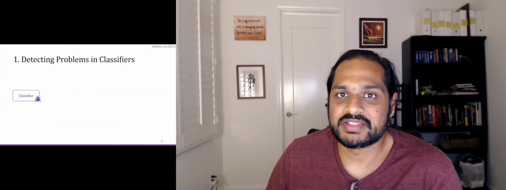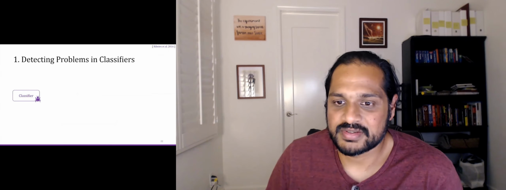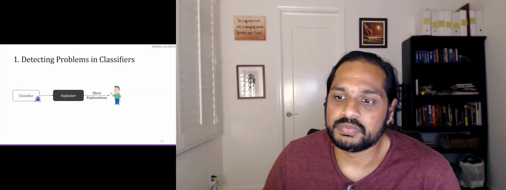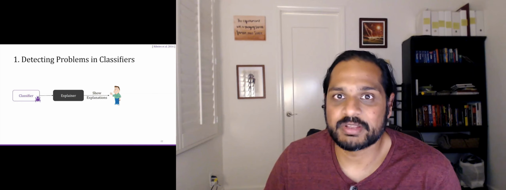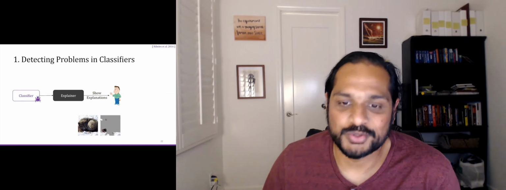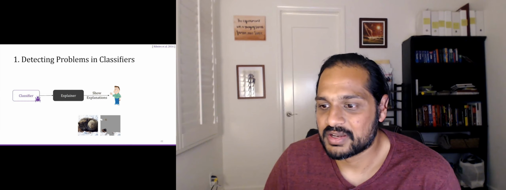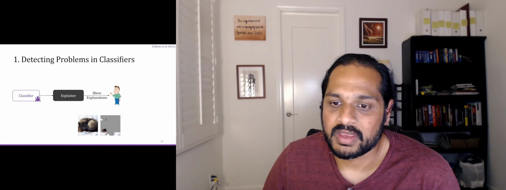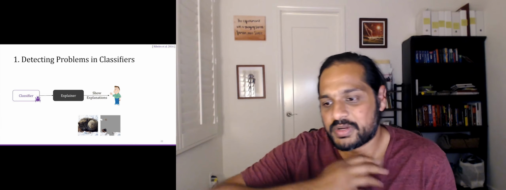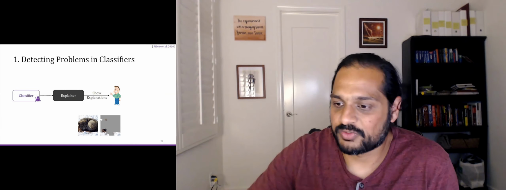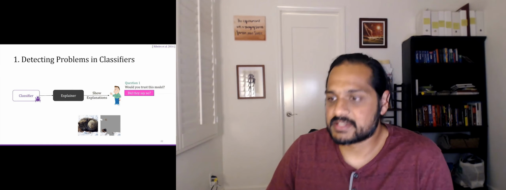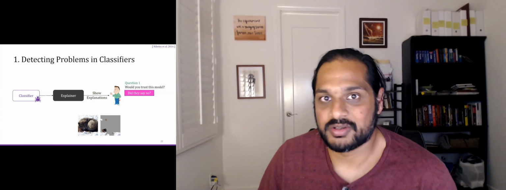The first one is just to detect problems in classifiers, right? So you take a classifier that has some bug in it, you send it to an explainer, get some explanations, show the user the explanations, and essentially ask the user, did they find a bug or not, right? So for example, if we show them this explanation of this wolf and say, the classifier predicts this to be a wolf because of this LIME explanation. In this instance, would you trust this model, right?